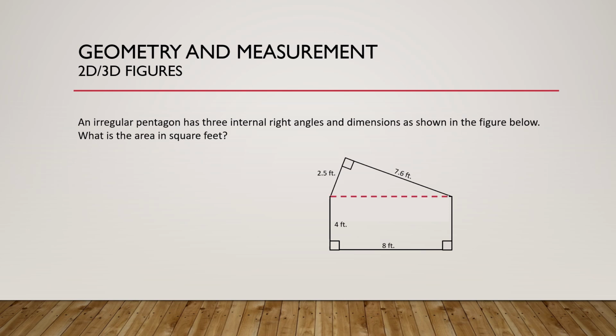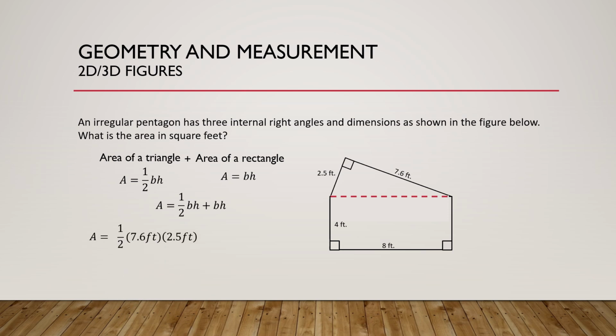So the area of the entire shape will be the sum of the areas of the triangle and rectangle. The area of a triangle is 1/2 base times height, and the area of the rectangle is base times height. We fill in our values to get 1/2 times 7.6 feet times 2.5 feet plus 8 feet times 4 feet.